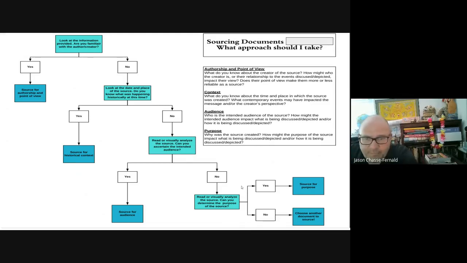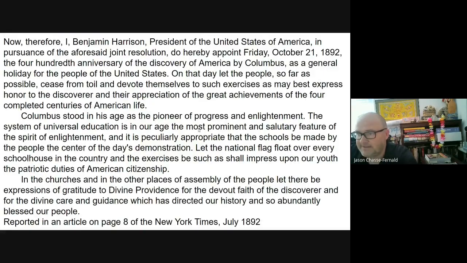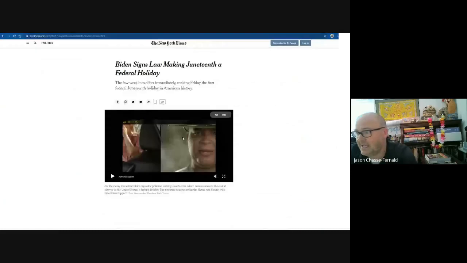So try to figure that out. What's the purpose of this? Obviously this is being done for a reason. National holidays aren't simply created out of thin air. They're created for a purpose. And this should be relevant to you, because last summer, this most recent summer in June, there was a holiday that was created.